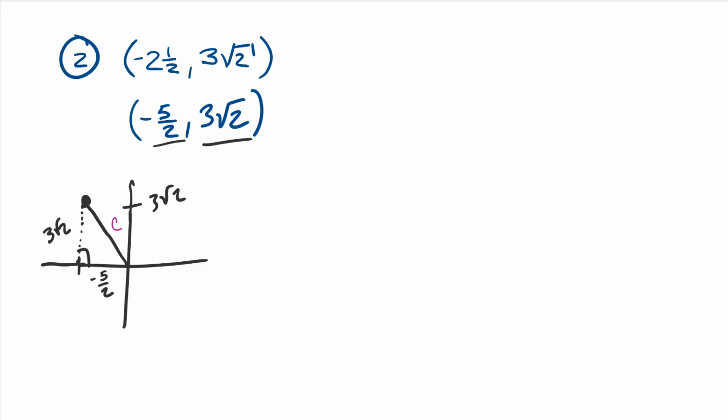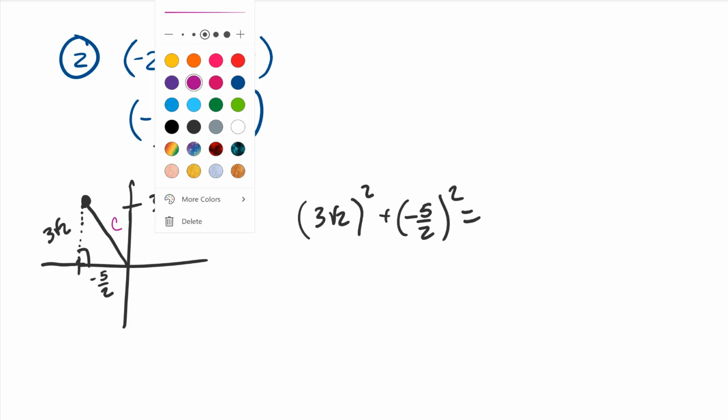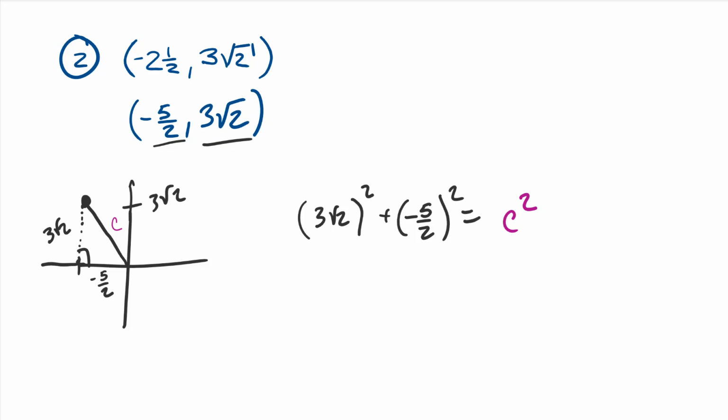Only issue is, it's a pain because of the numbers. So we have 3 root 2 squared plus -5/2 squared is equal to c squared. So let's clean this thing up. This kind of distributes in. That's how you run on things.